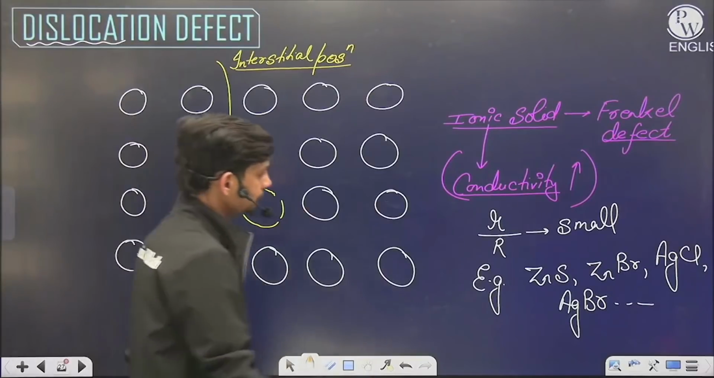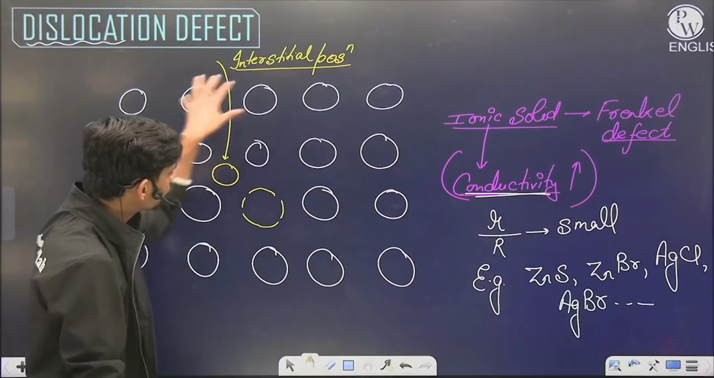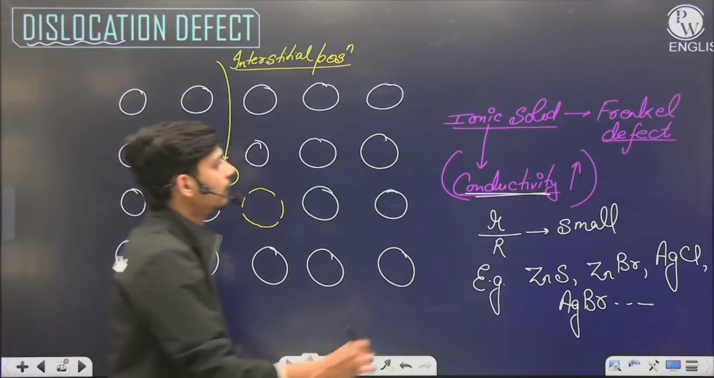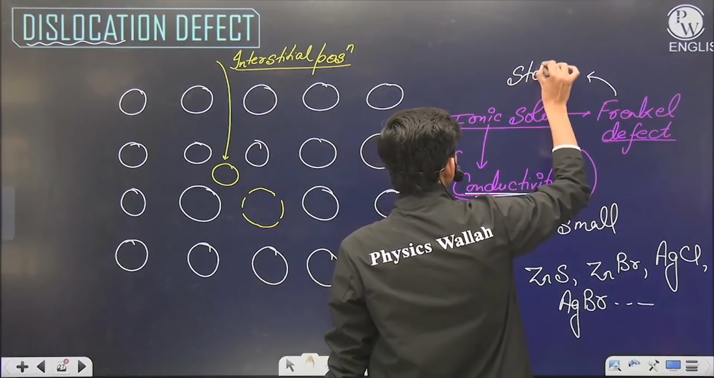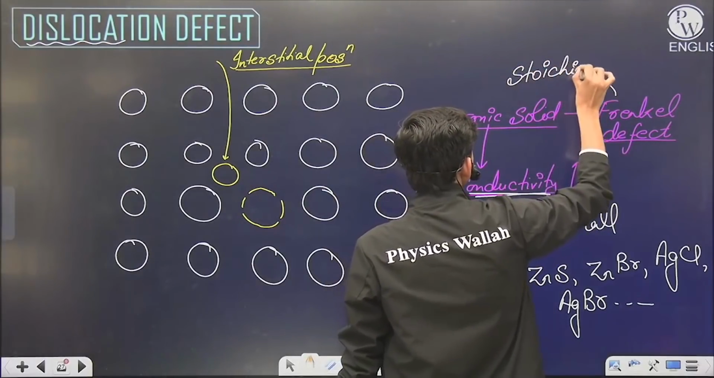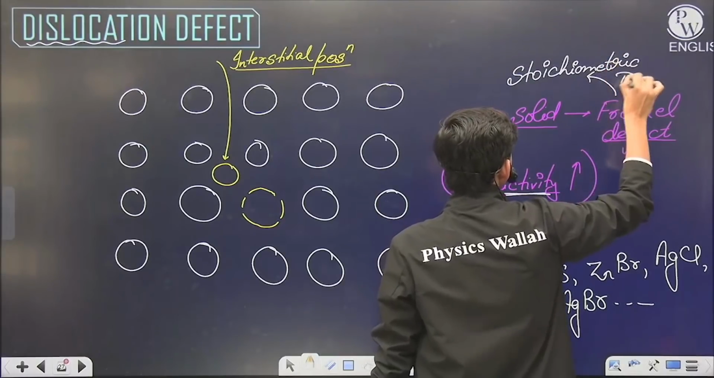If we look here, the conductivity was raised, but because of dislocation, there is no change in the formula. So this Frenkel defect is also a stoichiometric defect.